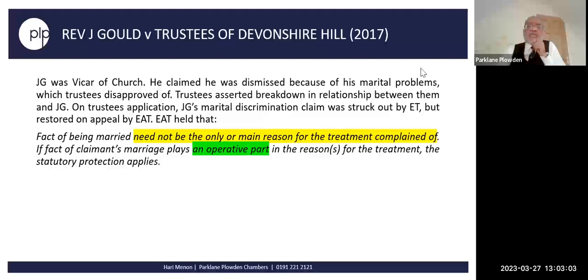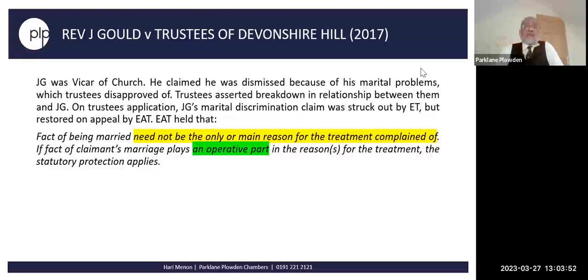The last case is the case of the Reverend Gould against the trustees of Devonshire Hill. And the Reverend Gould was the vicar of the church. He was dismissed. He said, because he had marital difficulties which the trustees disapproved of. Now, the trustees, for their part, said that this was just a breakdown in relationships and it's got nothing to do with marriage. And the trustees applied to have the claim struck out on the basis that there was no cause of action disclosed.